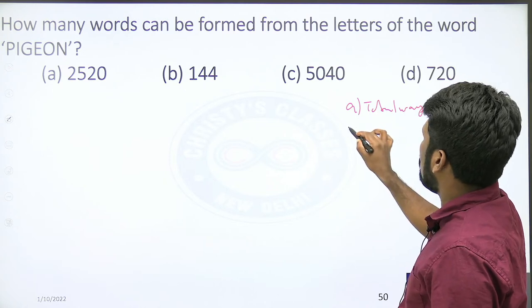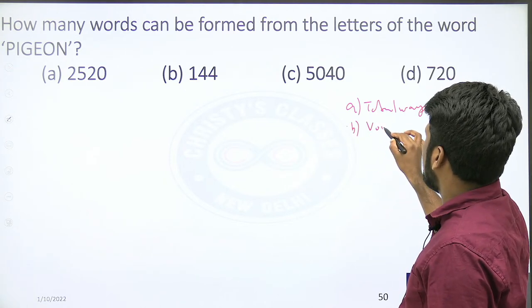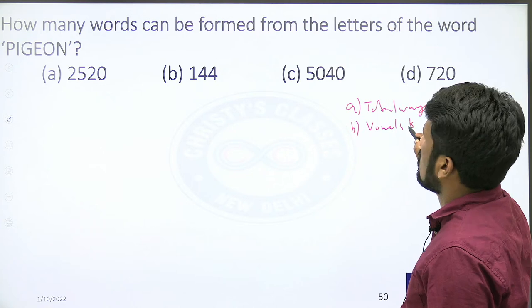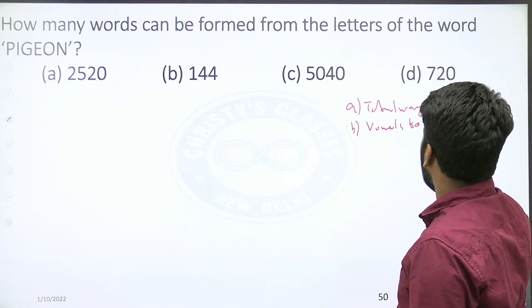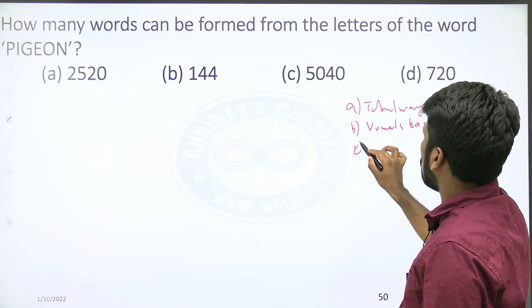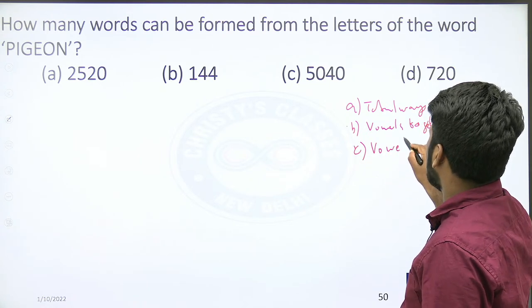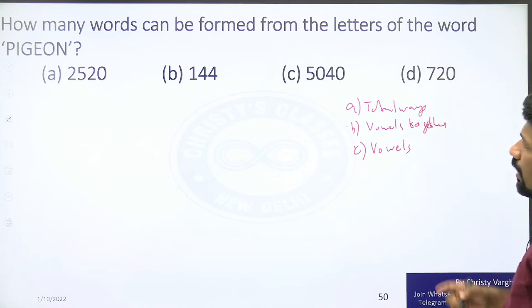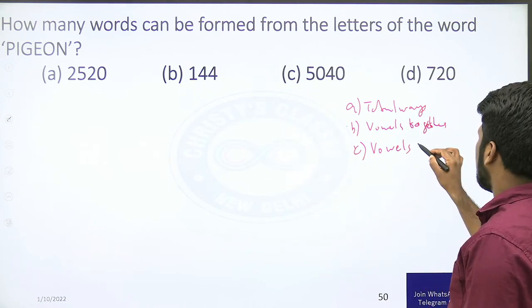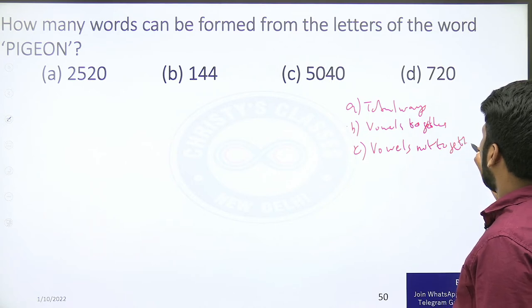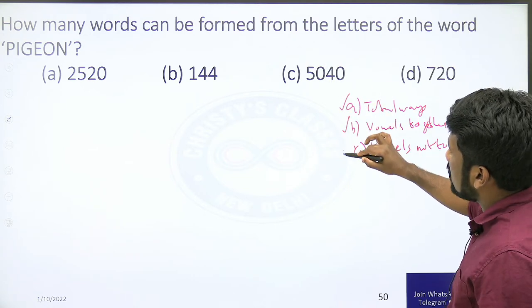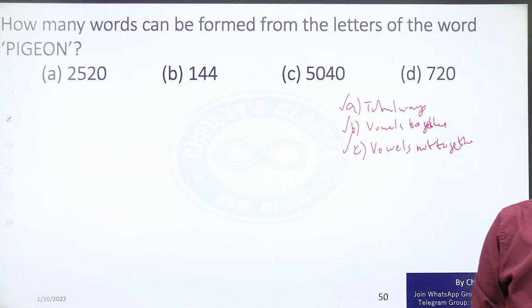Like the previous question: total ways, vowels together. Which are the vowels here? Identify them and then find it. And vowels not together. The last three questions we discussed for A, B, C, D, I want you to repeat for this question. All of you try it, and you can mention A, B, C, whichever answer you got. I'll give you 1 minute. Try this super fast.